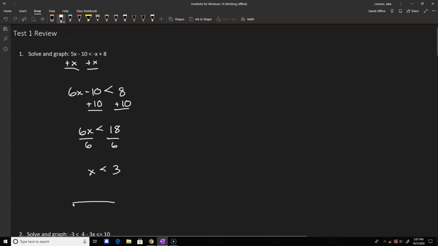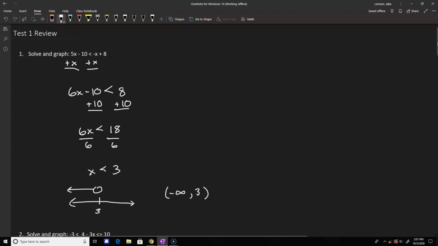So graphically, these are all the numbers that are less than 3. So we would do an open dot and then shade in this direction. And in interval notation, that would correspond to negative infinity up to 3 with an open grouping symbol. Remember, we use a square bracket if we're going to include the number, which would happen if it would be less than or equal to. But in this case, it's just strictly less than.